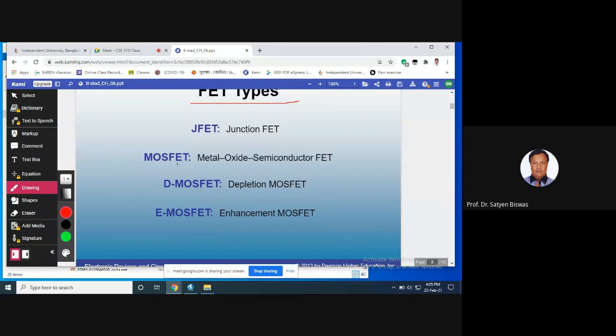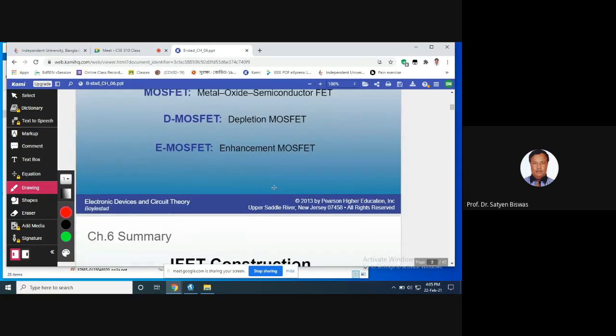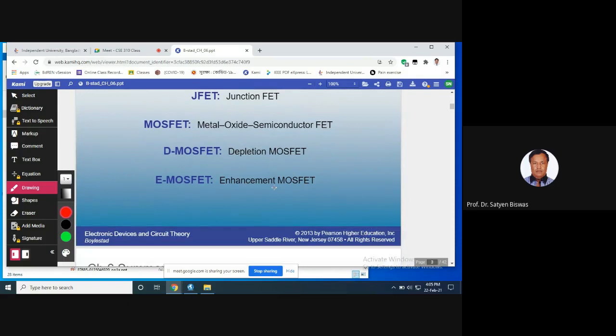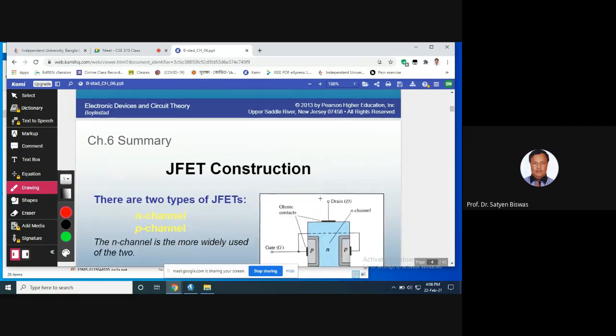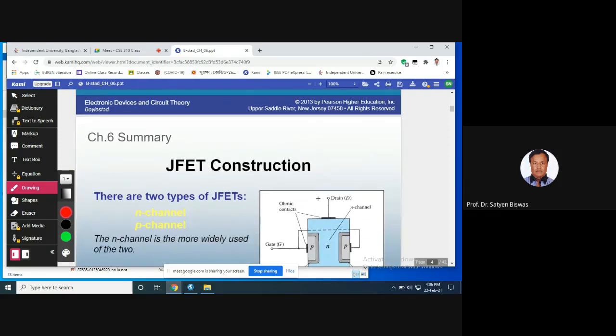The MOSFET has two types. One is the E MOSFET, enhancement MOSFET, and there is the D MOSFET, depletion MOSFET. So we'll study these four types of FET first, and then we'll design some other circuits by using those FETs. Okay, so now this one is construction.